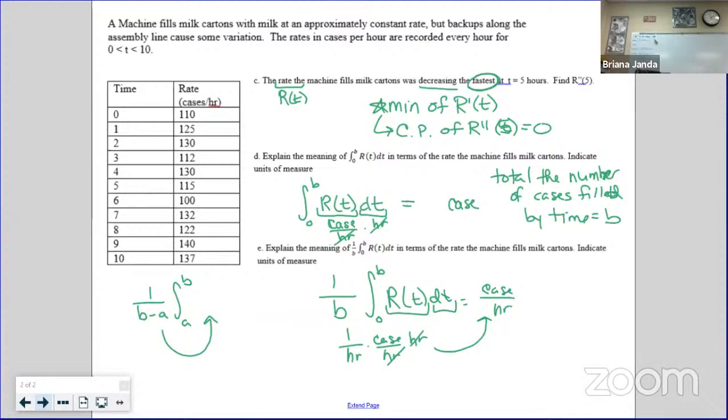Questions? So that's our label. It is the average number of cases per hour, the average of our rate, cases per hour, right? The average of our rate for the interval from 0 to b, whatever b is. Other questions?